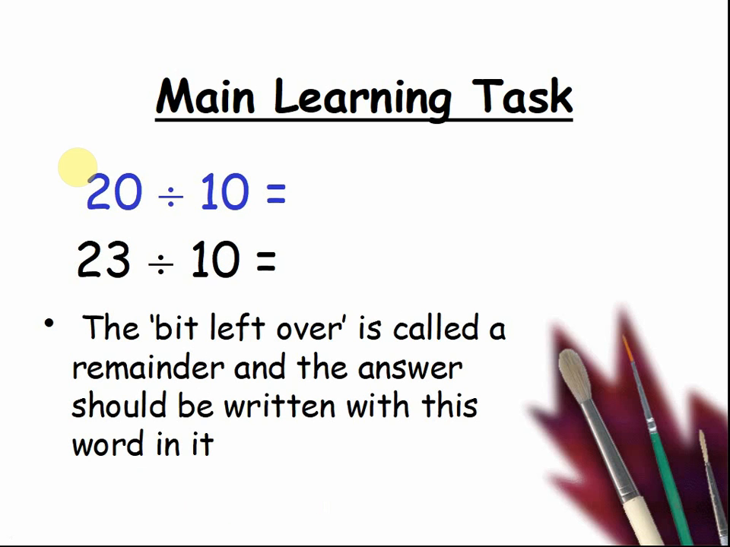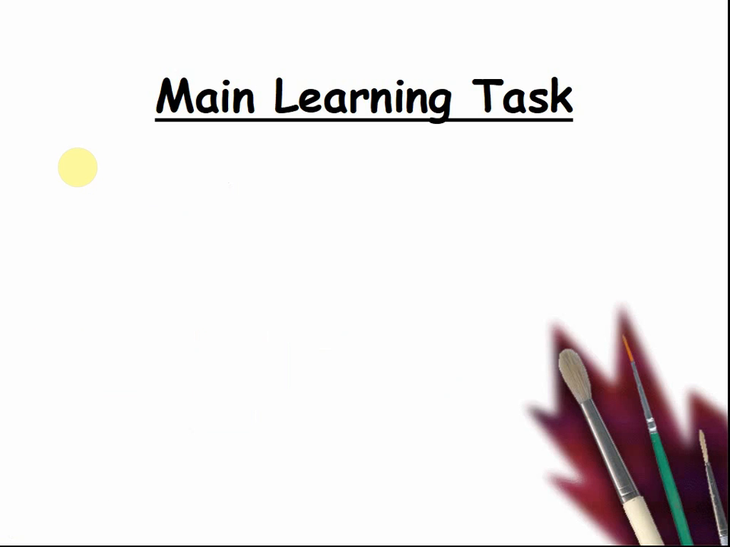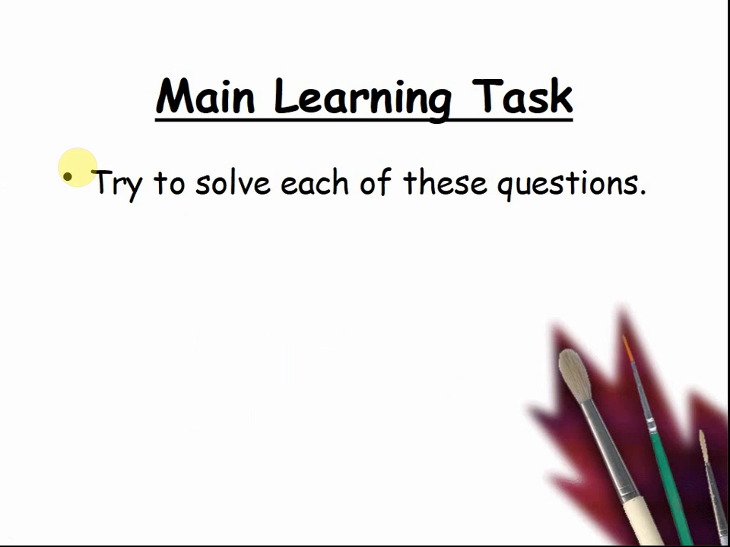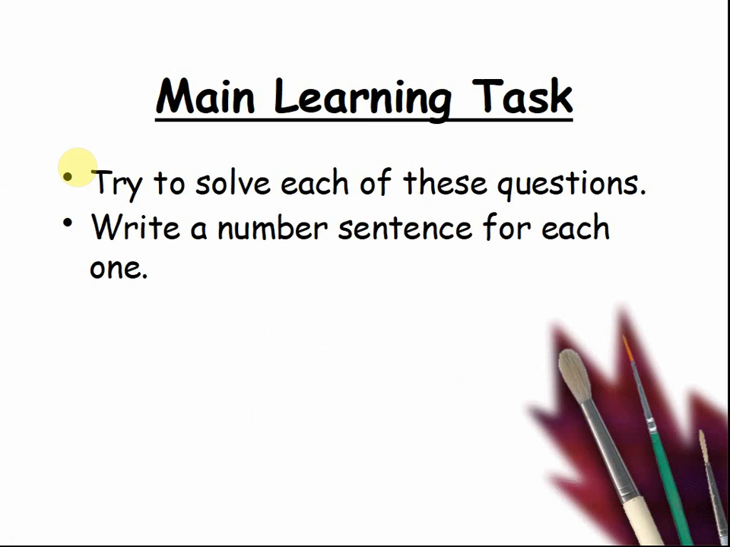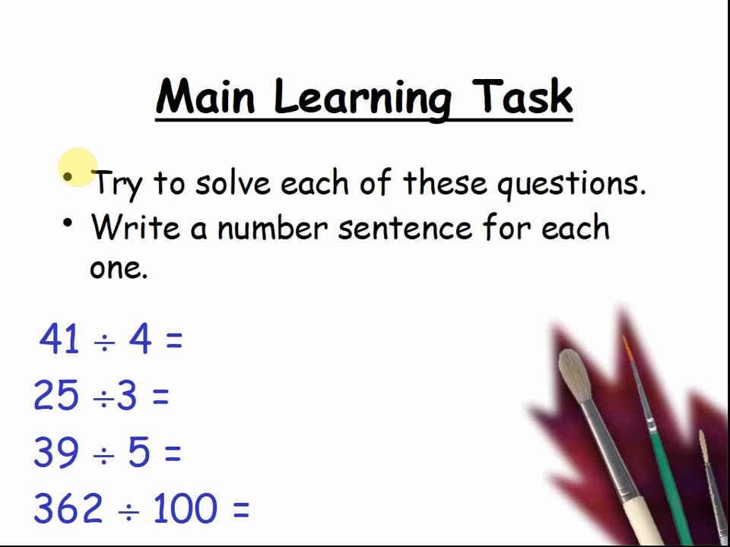The bit left over is called a remainder, and the answer should be written with this word in it. So as I said, 23 divided by 10 equals 2 remainder 3. Try to solve each of these questions. Write a number sentence for each one. Pause the video and solve the questions. How did you do it? Let's look at the next part.